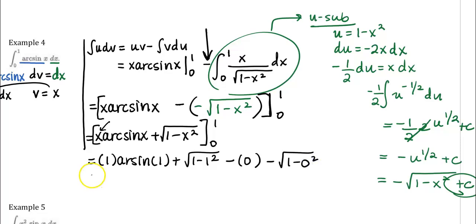So let's see what we have. We have 1 multiplied by arcsine of 1. Arcsine of 1 is pi over 2. Thinking about where is the y-coordinate 1 on the unit circle between negative pi over 2 and pi over 2. Plus this will be 0, 0, and that'll be 1. So we are left with a final answer of pi over 2 minus 1.